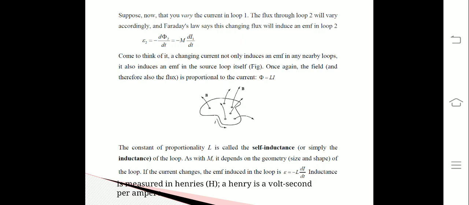So what is self-inductance? Self-inductance is when a changing current induces an EMF in the same source itself. This is called self-inductance. So the EMF is given by Faraday's law, epsilon equal to minus L dI by dt.